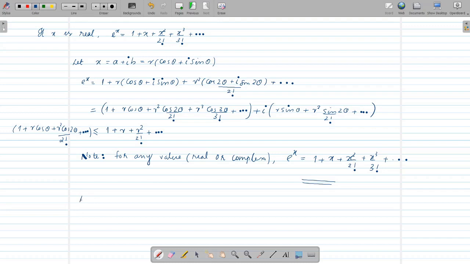So one remark is this: e raised to x satisfies the same law of indices. So e raised to x satisfies, for x and y real or complex, e raised to x plus y is equal to e raised to x into e raised to y.